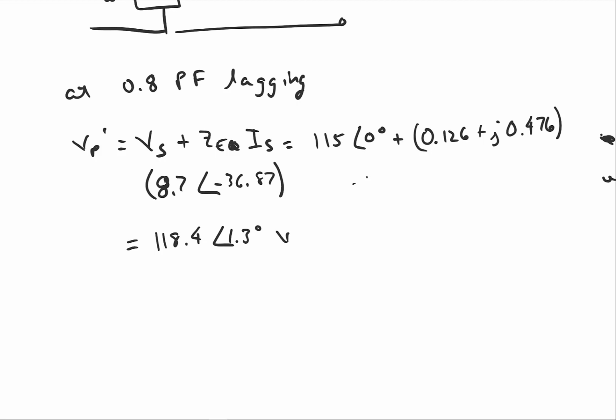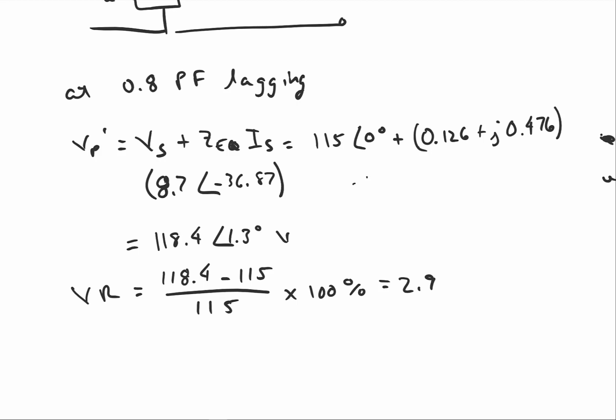Okay, this is just KVL in the equivalent circuit. And now to find the voltage regulation, that is going to be equal to 118.4 minus 115 divided by 115 times 100%. And this gives us a voltage regulation of 2.96%.